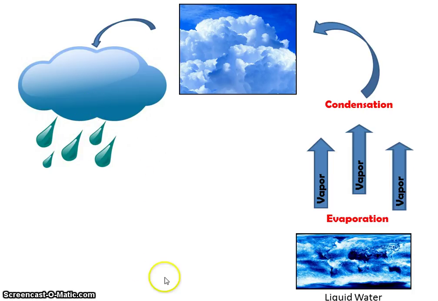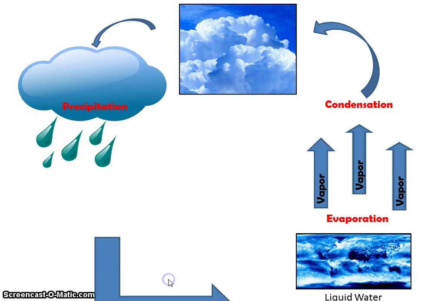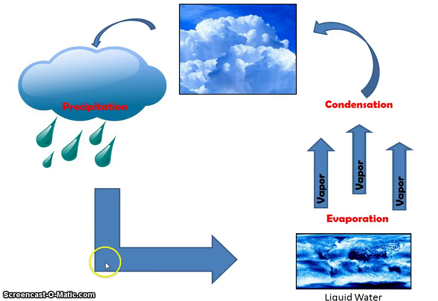When that water falls back to earth, we call that precipitation. Okay, precipitation would be rain, snow, sleet, hail, any form of water, frozen or not frozen, that is falling back to the surface of the earth. And with that, you get the water back to the surface of the earth. Now that water runs into our oceans, our lakes, our rivers, and the process starts over again. Okay, and that water just keeps going through over and over again.